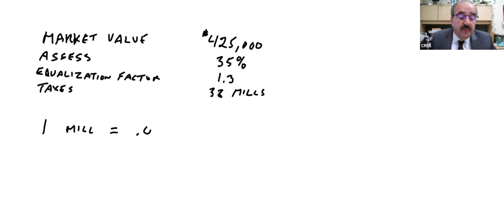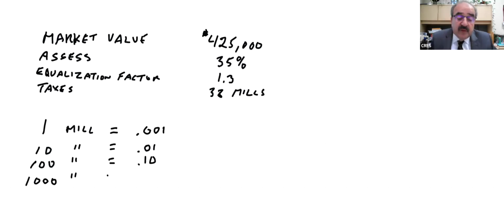10 mils equal 1 penny. 100 mils equals 10 cents. And 1,000 mils will equal a dollar. So any mil problem you get, whatever it is, all you have to do is you put a decimal point at the end and you move it 3 places to the left.